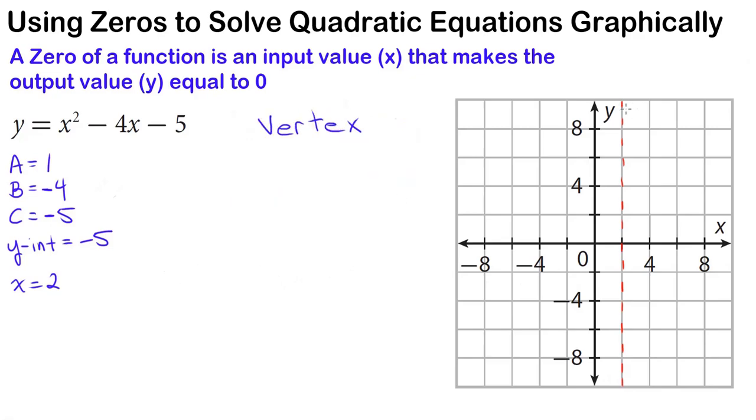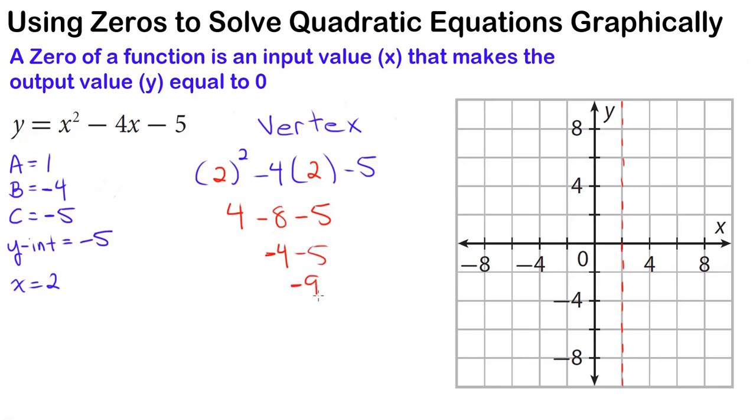Now that we know what the axis of symmetry is, we can use that x value to plug into this equation and solve for y to find the location of our vertex. I'm going to use parentheses, always a good idea. So x squared minus 4 times x minus 5, and our x value of our vertex is 2. So 2 squared is 4. -4 times 2 is -8. Minus 5. 4 minus 8 is -4. And -4 minus 5 is -9.